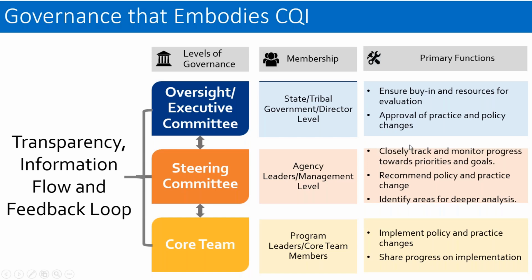So again, these are foundational structures, and really focusing in on what changes in policy and practice mean at each level. So for example, the oversight and executive committee are often in charge of approving practice and policy changes, whereas the steering committee makes those recommendations. So we're creating communication pathways between each governing body.